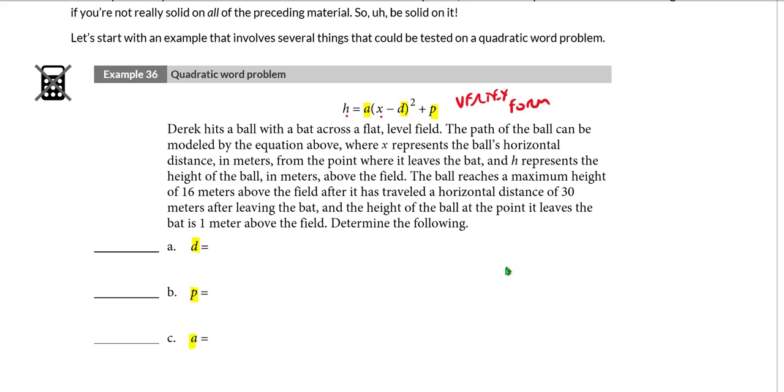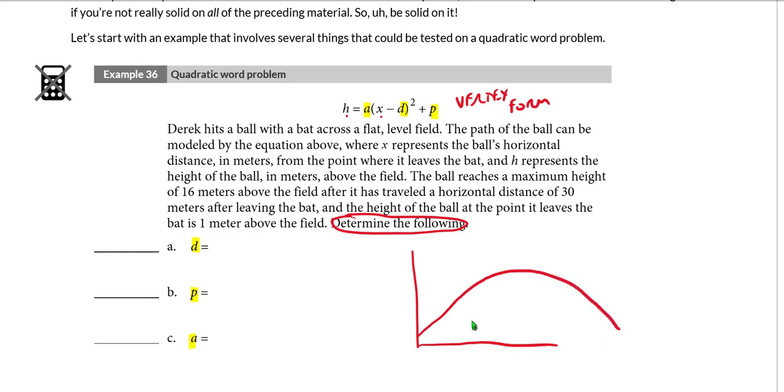So what we're first going to do here is circle that and just look at what's going on. First of all, we know it's a quadratic, so we've got a parabola. Because of common sense and background knowledge, the path that the ball is going to take is going to look something like that. Now you might say, how do we know the ball's not going down and then up? Well, number one, because that would defy gravity, kind of. And number two, because they tell us that the ball leaves the bat at 1 meter above the field.